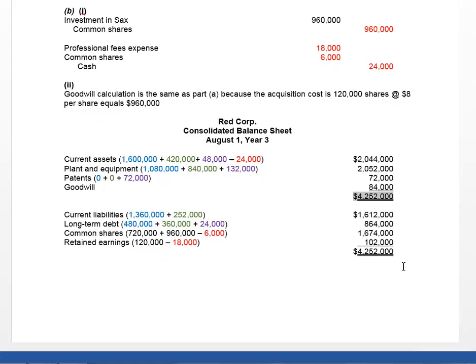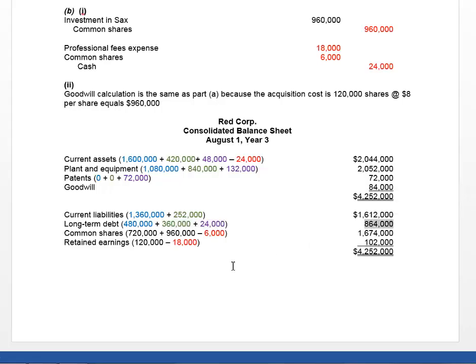So again, we've got current liabilities. Note here that the carrying value and the fair value of the current liabilities of Saks are the same. So we're just going to add in the fair value, which is also carrying value. And that's going to give us a total on the consolidated balance sheet for current liabilities of $1,612,000. Our long-term debt, again, is the carrying value of the parent's long-term debt, plus the fair value of the sub's long-term debt, which is $384. But again, we're spotlighting or separating out the increment because later on in subsequent chapters, we're going to be amortizing these increments.